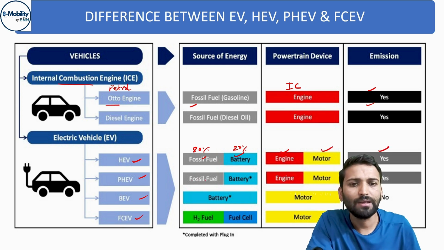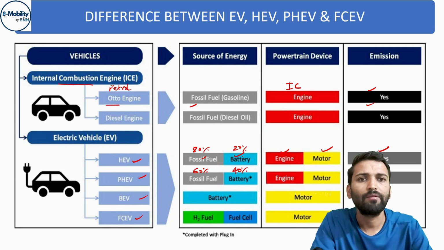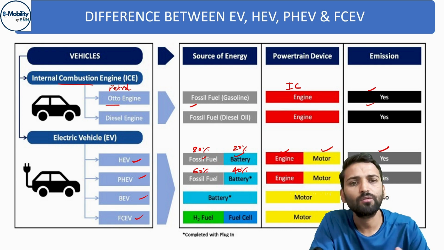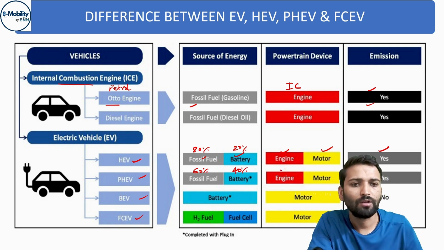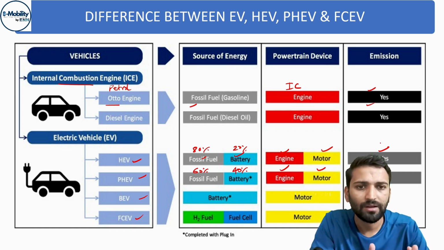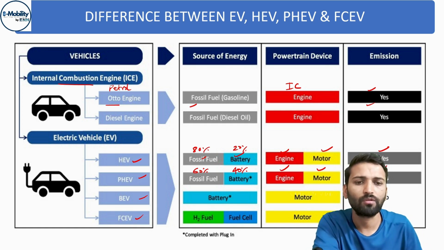In the second case, PHEV, the battery and fossil fuel are again used, but the percentage is different. Maybe 60% energy is coming from the fossil fuel and the battery might be providing the rest of the 40%. Here also we are using engine and motor. And emission, yes, it is producing emission because of the use of fossil fuel.